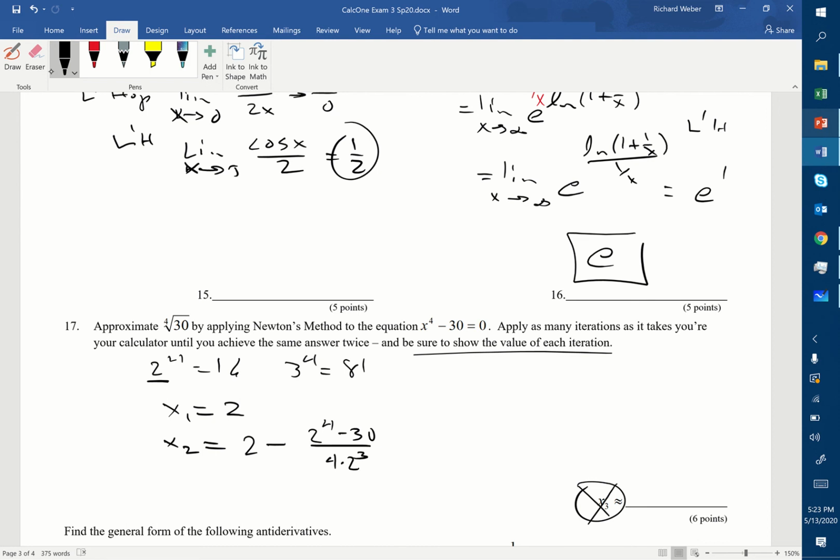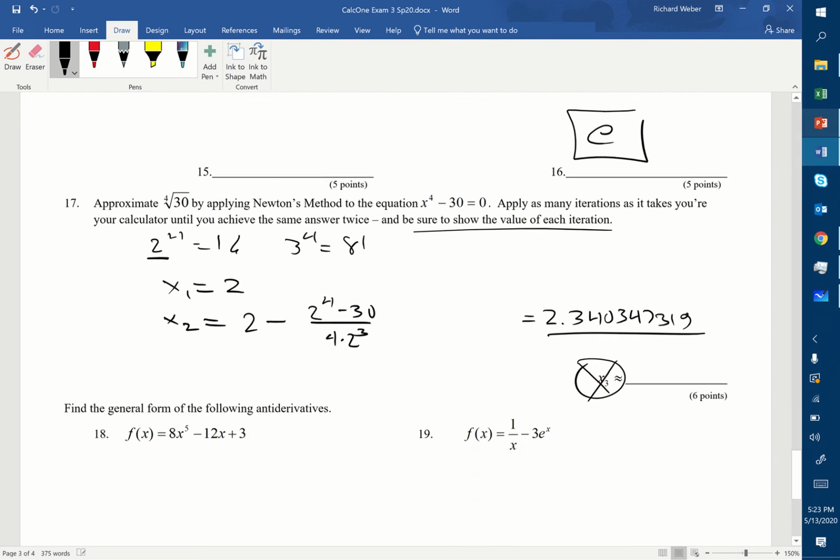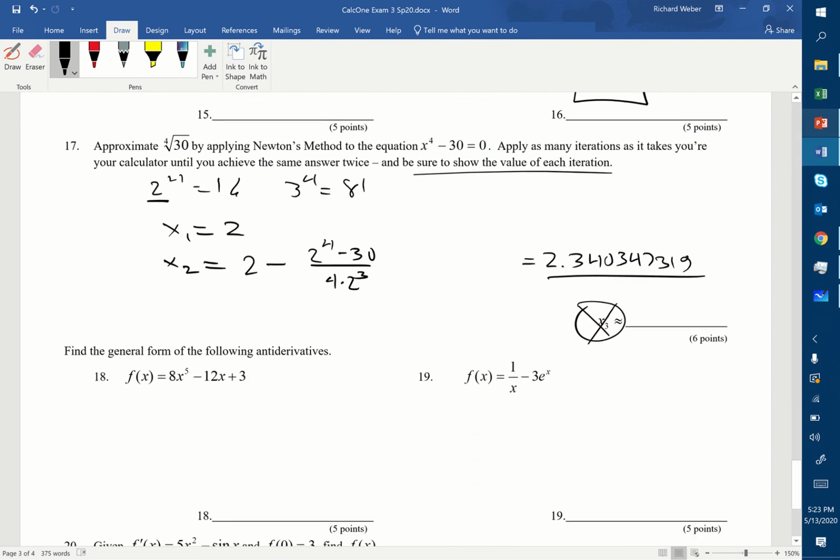But you end up with 2.340347, I think, and 319. And that's accurate to that point anyway. Okay, the antiderivatives is really quick. So you get, like, equals 4/3.